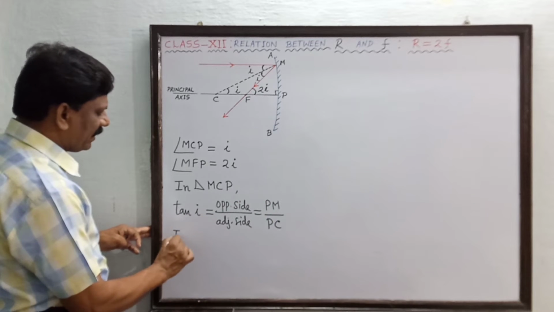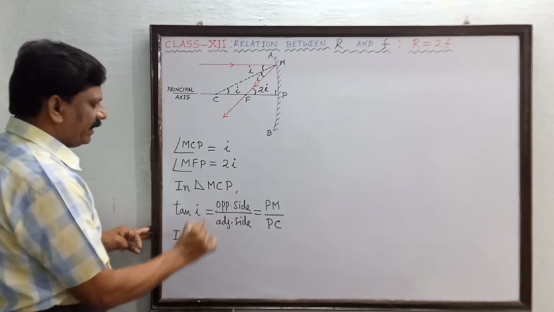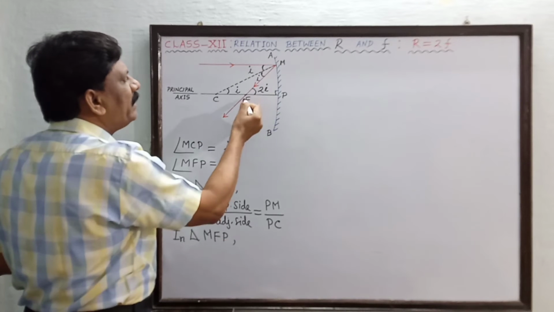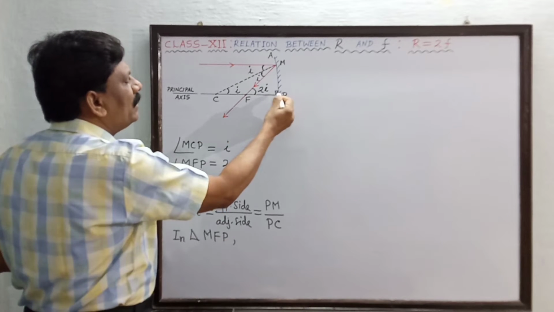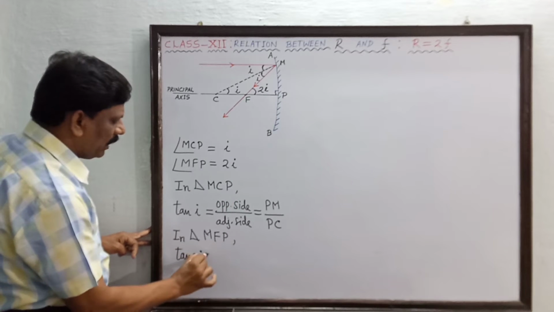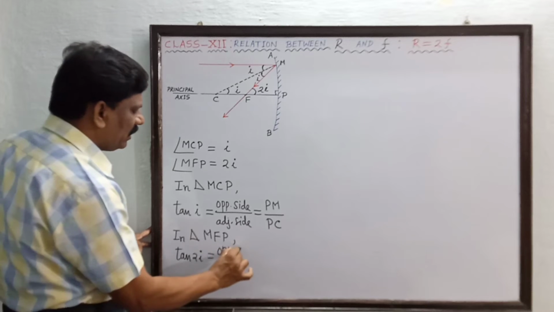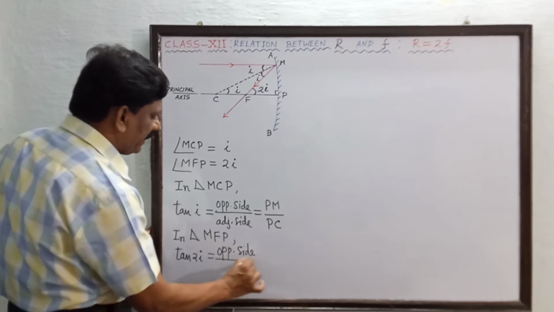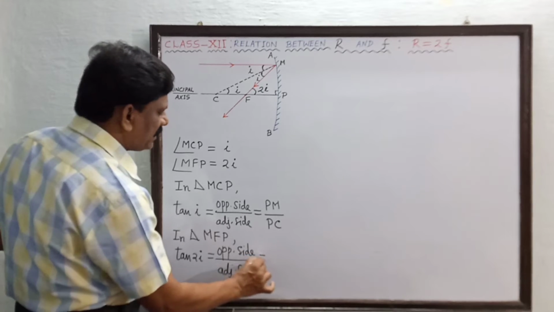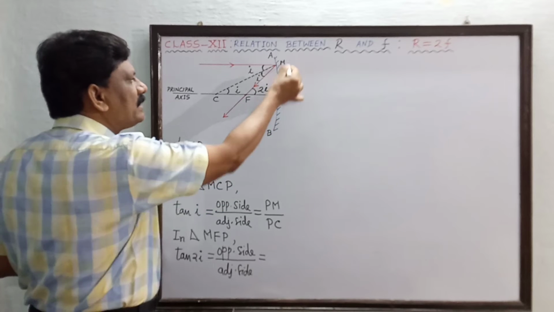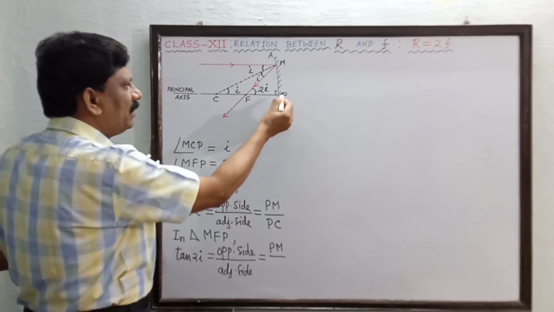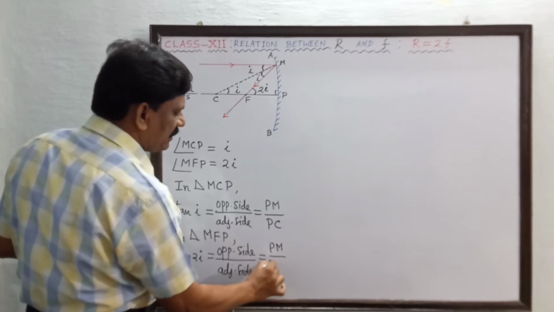Next, I will take another triangle, the right angled triangle MFP. You see here, MFP is right angled at P. So, what is the tangent value of 2I? Tan of 2I is the ratio of the side opposite to the angle 2I divided by the adjacent side. Which side is opposite to this angle 2I? It is PM. So, once again it is PM divided by PF.